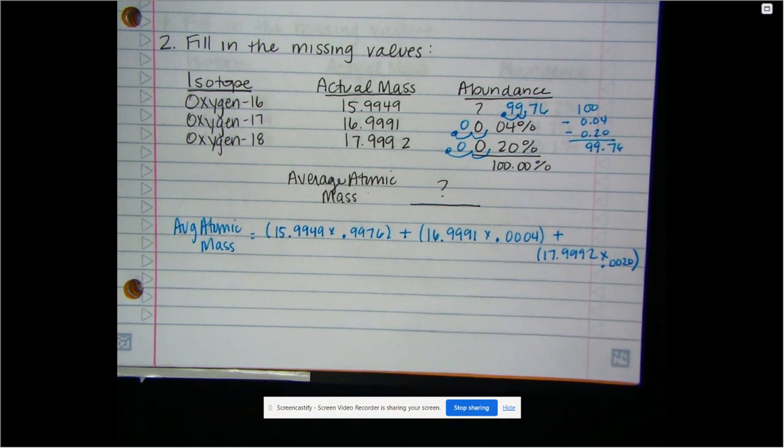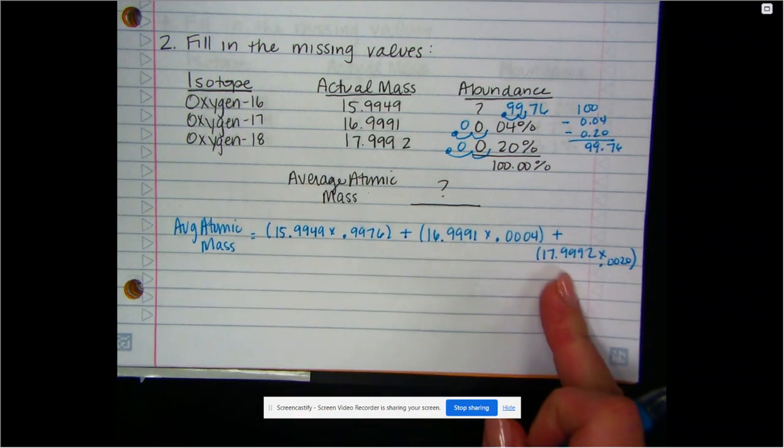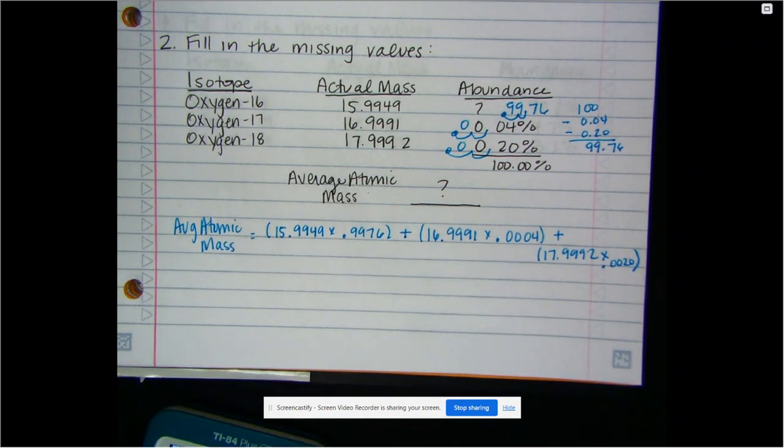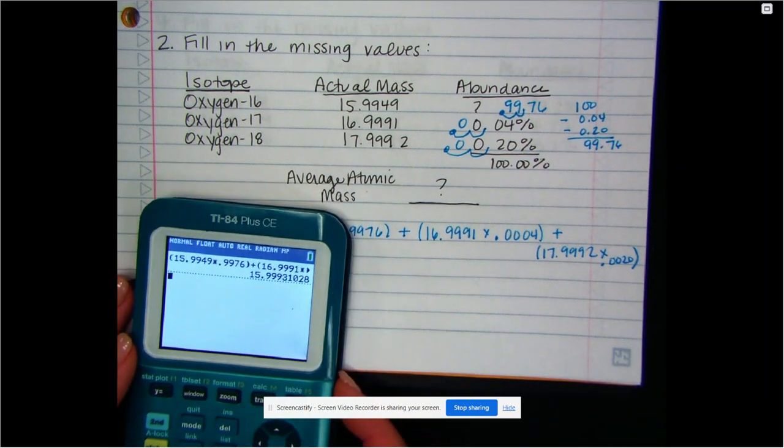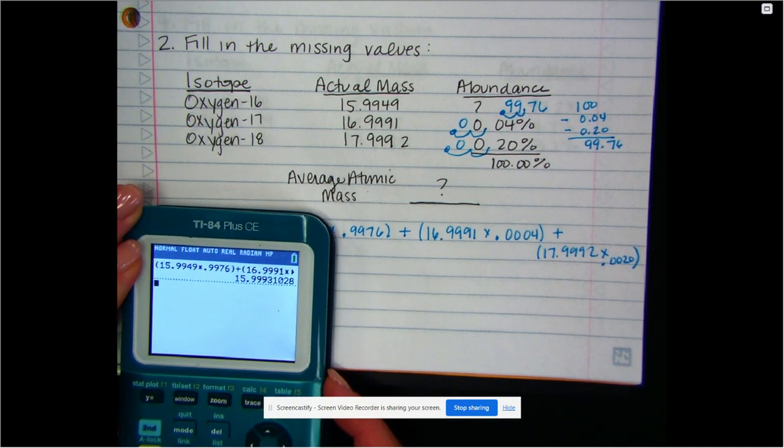All right, and then like I did on the previous one, I'm going to type it in exactly as I have here. I'm going to do that off camera, and then I will show you what it looks like in just a second. So 15.9949 times 0.9976 plus 16.9991 times 0.0004 plus 17.9992 times 0.0020. All right. And that comes out to 15.99931028.